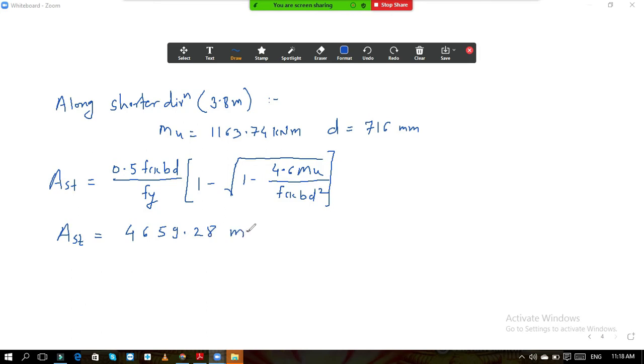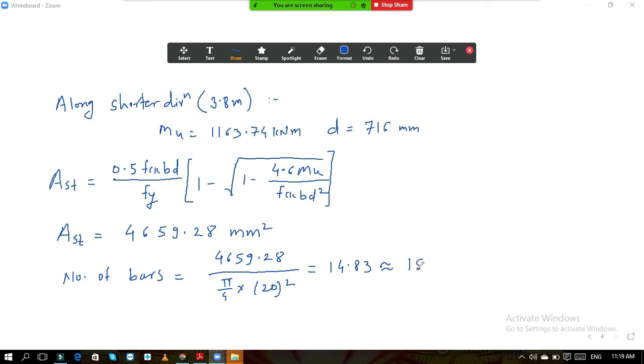4659.28 mm square. Okay. So calculate the number of bars. Number of bars is equal to 4659.28 divided by area of single bar. Assume 20 mm diameter bars, so 20 divided by, how much is it? So it is again 14.83 number of bars, which is nearly equal to 15 numbers. So 15 number of bars.